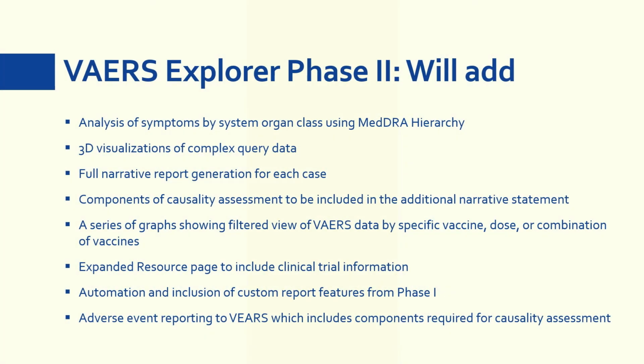VAERS Explorer Phase 2 will add analysis of symptoms by system organ class using measure hierarchy, 3D visualizations of complex query data, full narrative report generation for each case, components of causality assessment to be included in the additional narrative statement, a series of graphs showing filtered view of VAERS data by specific vaccine, dose, or combination of vaccines, expanded resource page to include clinical trial information, automation and inclusion of custom report features from Phase 1, adverse event reporting to VAERS, which includes components required for causality assessment.